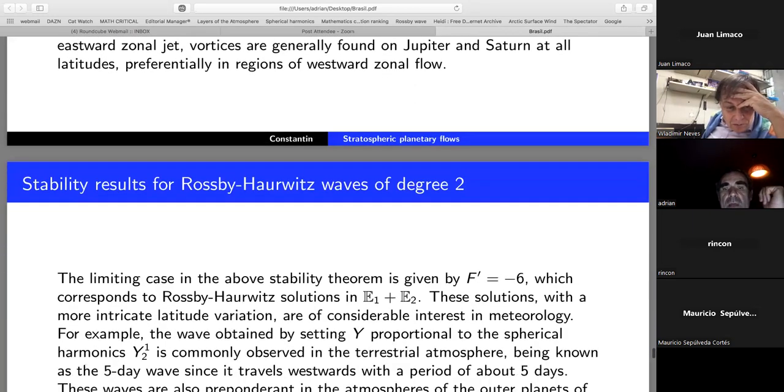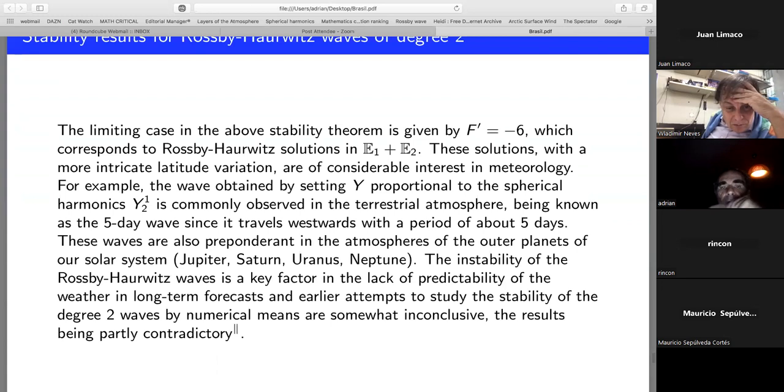Now there is one interesting question related to the Rossby-Hurwitz waves. These were the explicit waves that were obtained by taking this big F to be a linear function and using the fact that we basically know everything that we want about the spherical harmonics, about the eigenvalues and eigenfunctions of the Laplacian on the sphere.